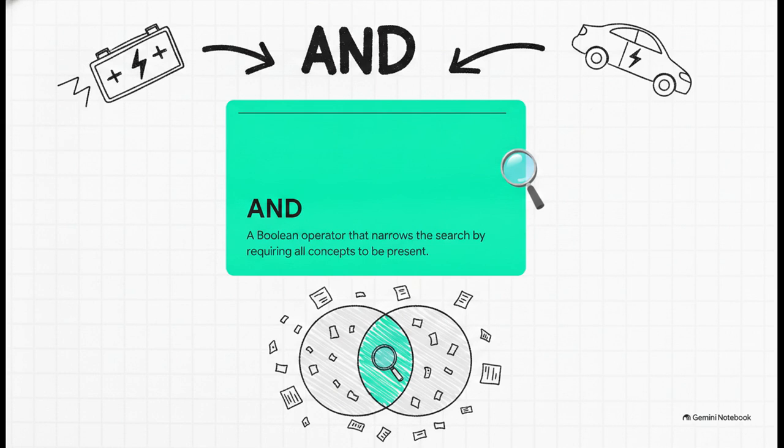Let's look at our first operator, AND. The crucial point here is that AND makes your search narrower. It forces the database to find only papers mentioning both concepts. So, if you search electric vehicle AND battery, every single result returned must contain both terms, which instantly filters out a ton of irrelevant noise.